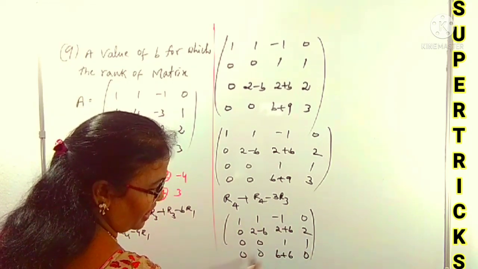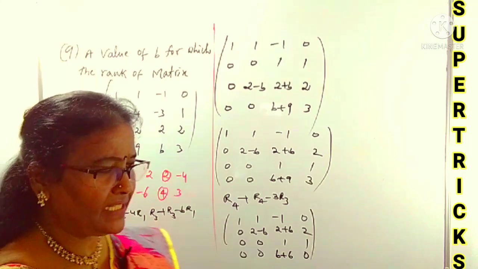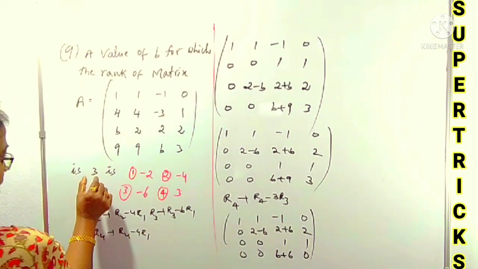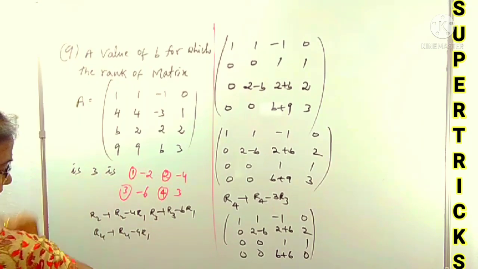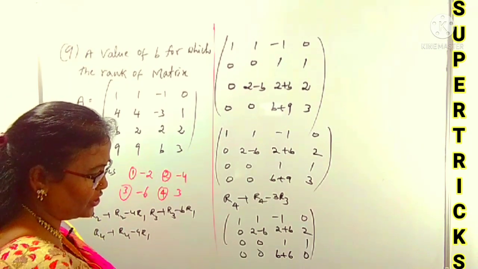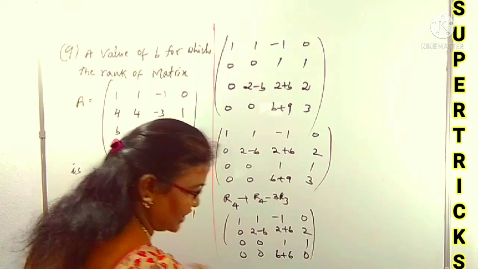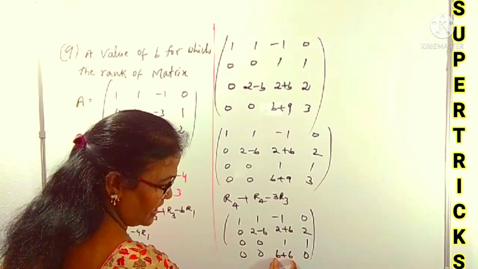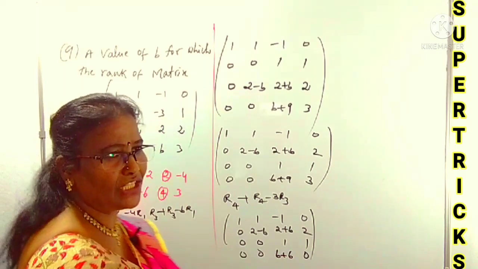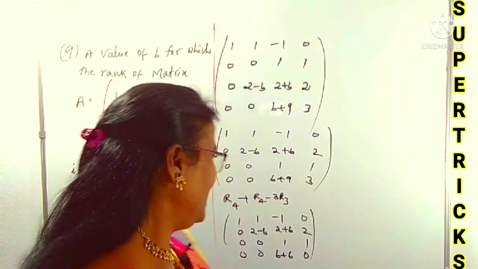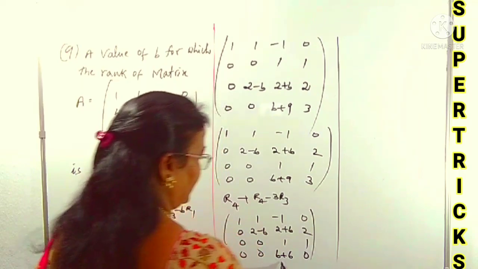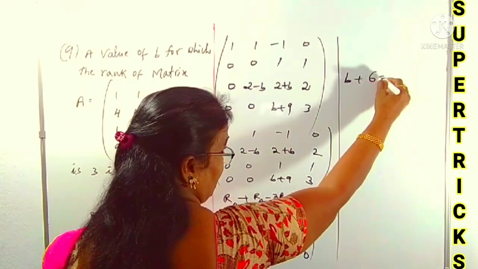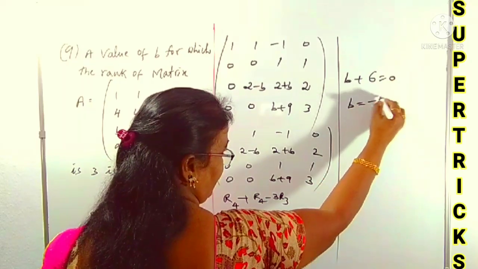There are 4 non-zero rows. To have 3 non-zero rows, what must happen? We want 3 non-zero rows because the rank is given as 3. For that, the last row must be 0. Already 0 is there, 0 is there, 0 is there. This also must be 0, then only 3 non-zero rows will remain. So what is this condition? b plus 6 must be 0, then b is equal to minus 6.